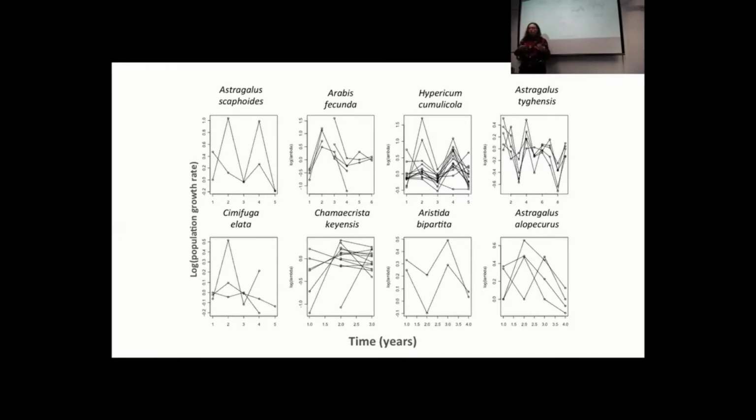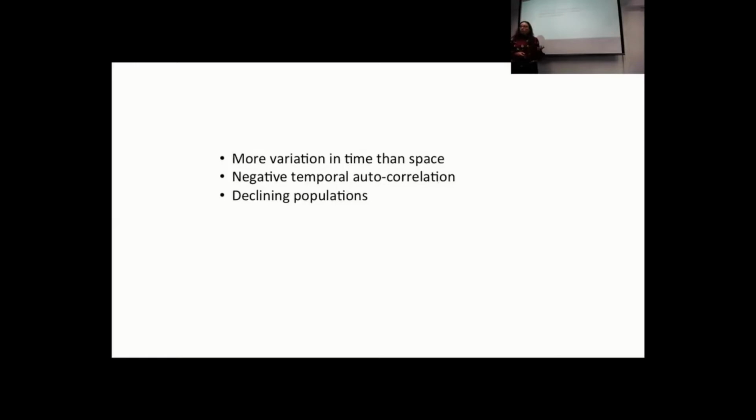So this was one of the first times when I looked at data and thought, gosh, there is a problem here. We don't have enough data to talk about spatial variation. So what we saw was more variation in time and space, very strong negative autocorrelations that seem to be synchronized across populations. And we also saw this funny feature of the data whereby population growth rate declined through time.